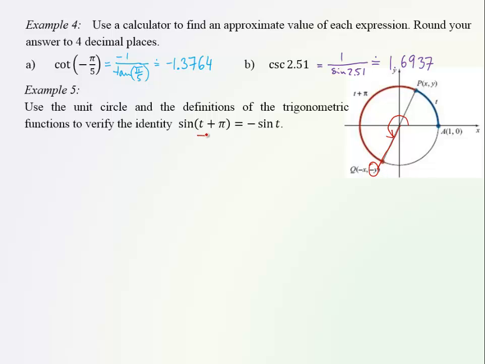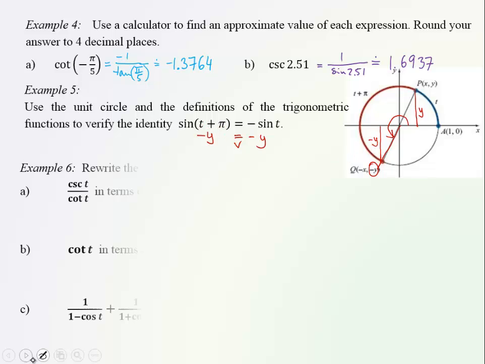So it's really negative y. So we know that this is negative y, and sine of t, that's actually just y. But we have a minus in front. So yes, that's true, it's the same. If I negate the value of sine of t, which is this y, I obtain the value of sine of t plus pi, which is negative y.